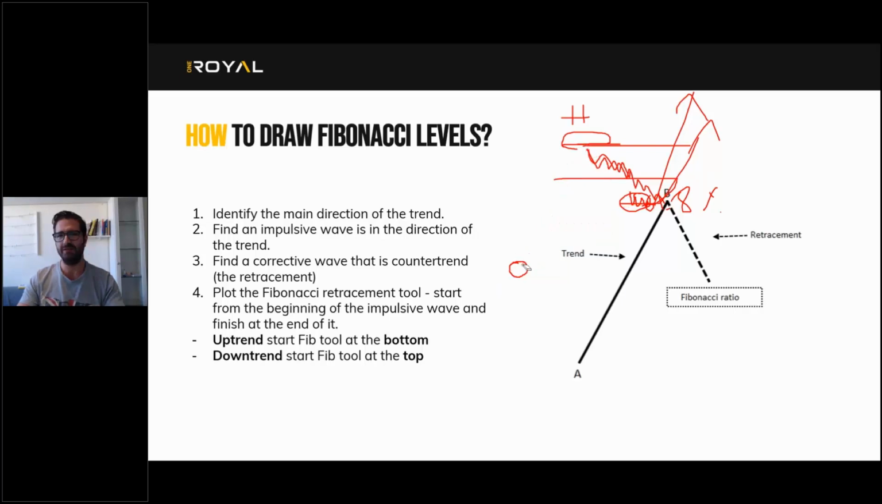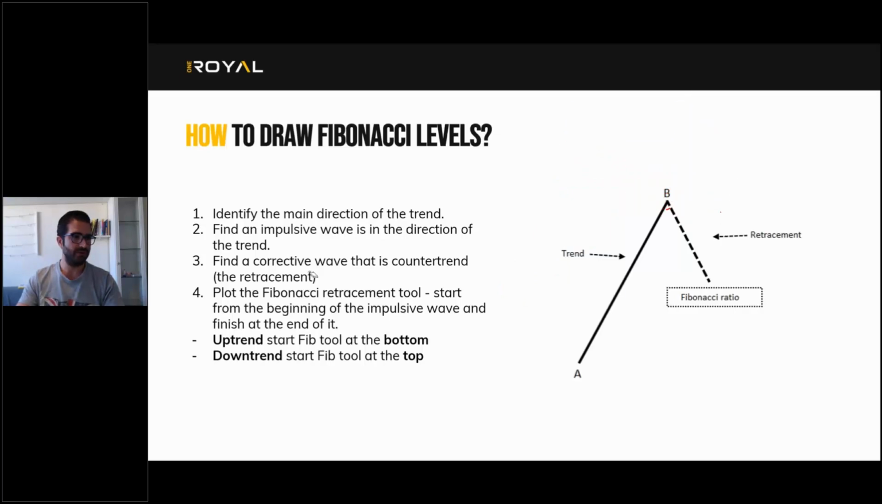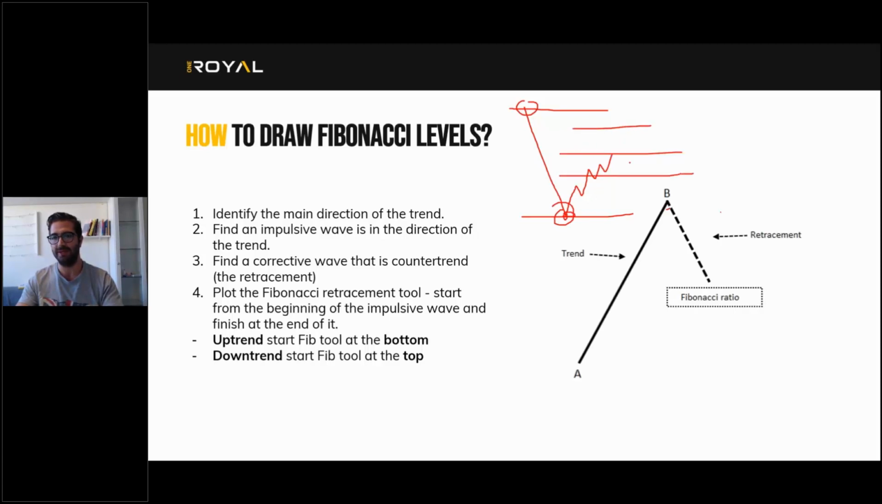In a downtrend, you will do the same, but you will use first the high, and then you will drag it to the downside. So if you have a downtrend impulse correction, you will plot the retracement from the high and then drag it all the way down until the low of the impulsive wave, and then you will see those levels appearing like this. Okay, so this is maybe 61.8. You expect that the market will drop from here and then you will sell.